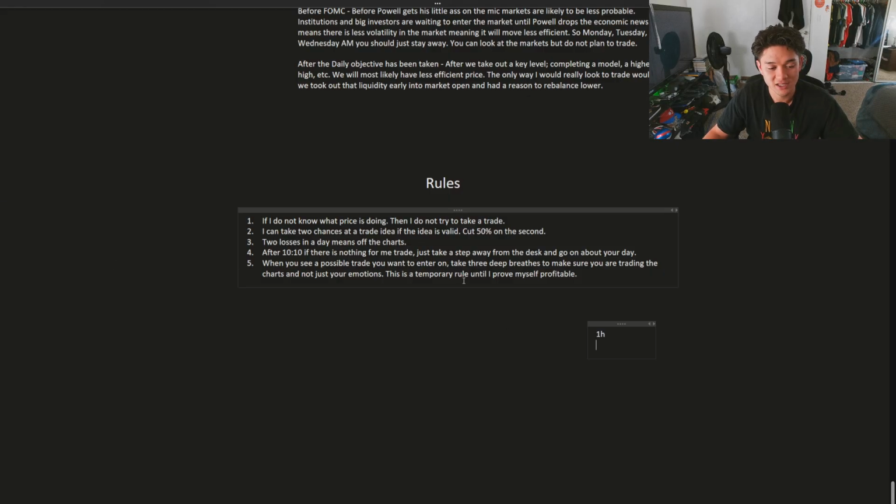Last thing, when I see a possible trade to enter on, I have to take 3 deep breaths to make sure I'm trading the charts and not just my emotions. So, if something comes up and I see it, I have to take 3 deep breaths, calm myself down. Think about, is this a trade that is valid, or am I forcing it because I want to take a trade because I think it looks kind of good? Or is this a genuine trade that actually is good and that I am okay risking money on? This is a temporary rule for right now until I prove myself profitable.